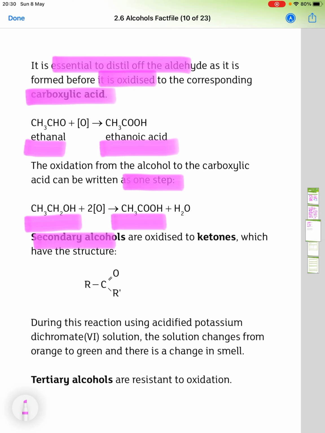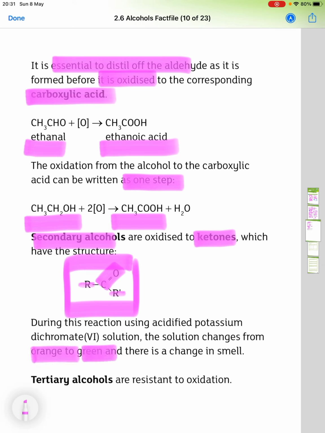With secondary alcohols, they're oxidized to ketones, and their structure is shown here. And you notice that the carbonyl group, C double bond O, is on a carbon which is joined to two other alkyl groups, so there are no hydrogens there. So during this reaction, using acidified potassium dichromate, the solution changes again from orange to green, and there's a change in smell. And finally, tertiary alcohols are resistant to oxidation.